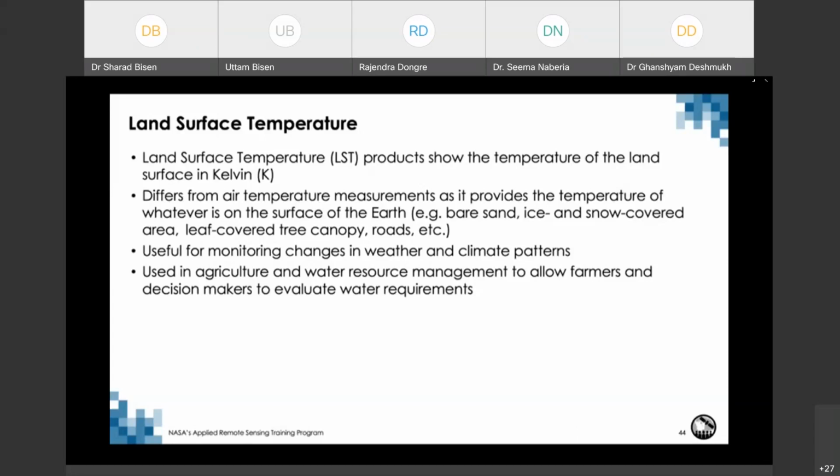The land surface temperature is useful for monitoring changes in weather and climate patterns. It is used in agriculture and water resources management to allow farmers and decision makers to evaluate water requirements.